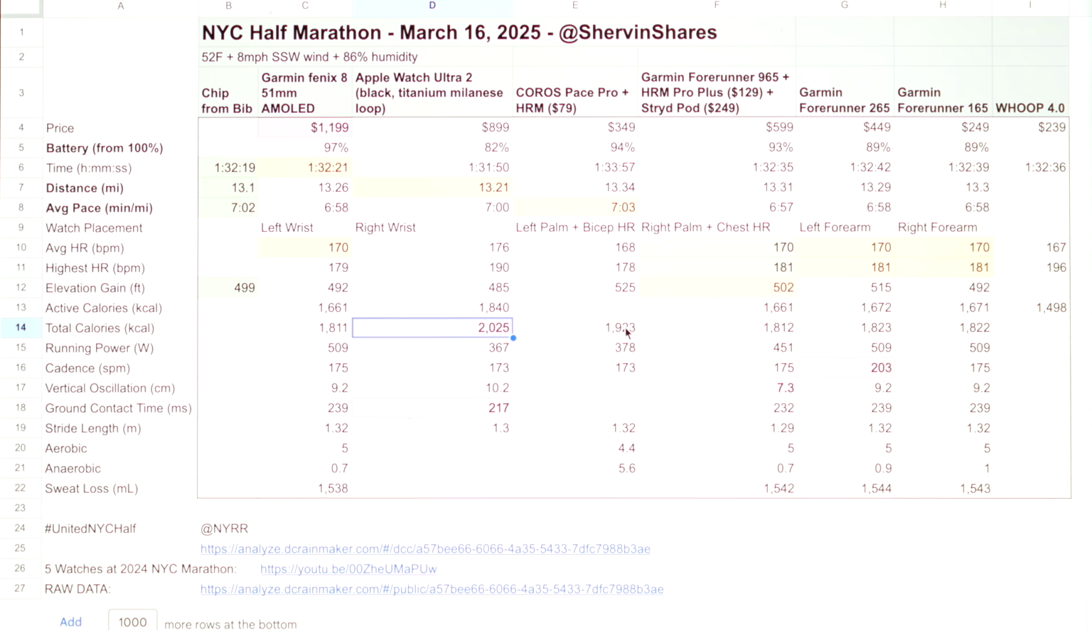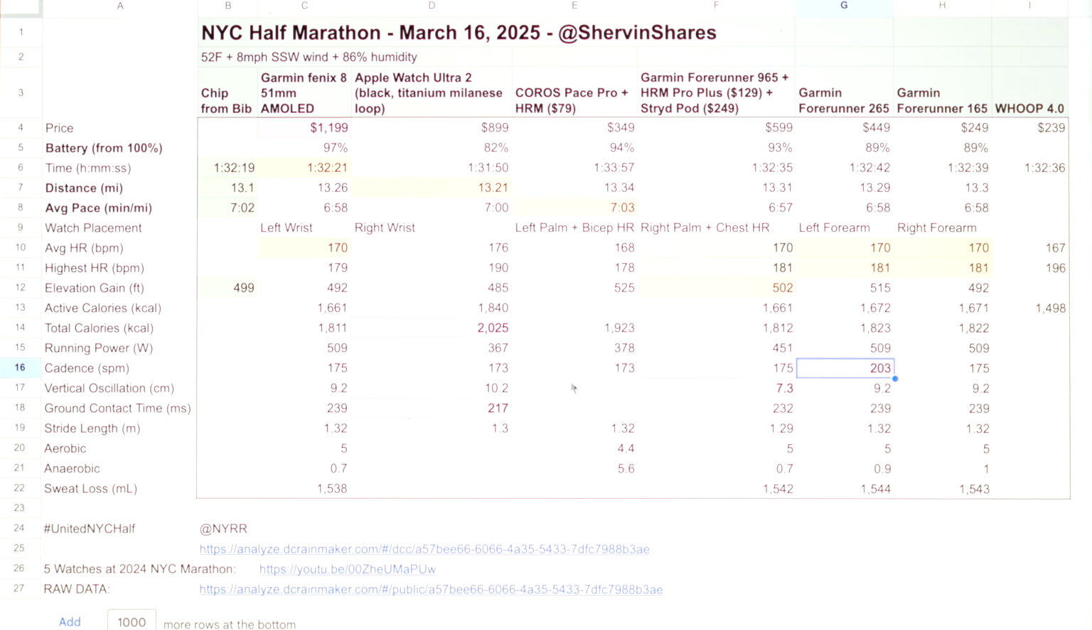In general, the COROS Pace Pro was also relatively high. Running power, most of them were around 400, 500, somewhat close. Cadence, all relatively close, except the 265 showed a 200 cadence, whereas everyone else was in the 175 range. Vertical oscillation, everyone's relatively close again, but 965 had a 7.3 centimeter, whereas most of them were 9.2 or 10.2.